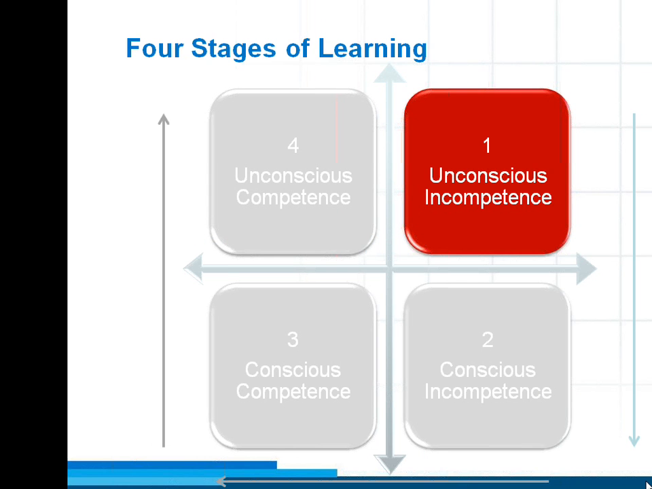When we learn anything, the first stage is unconscious incompetence. At this stage, we do not know what we don't know. An example is someone who looks at a singer on stage and thinks that, you know what, I think I can also sing that song.